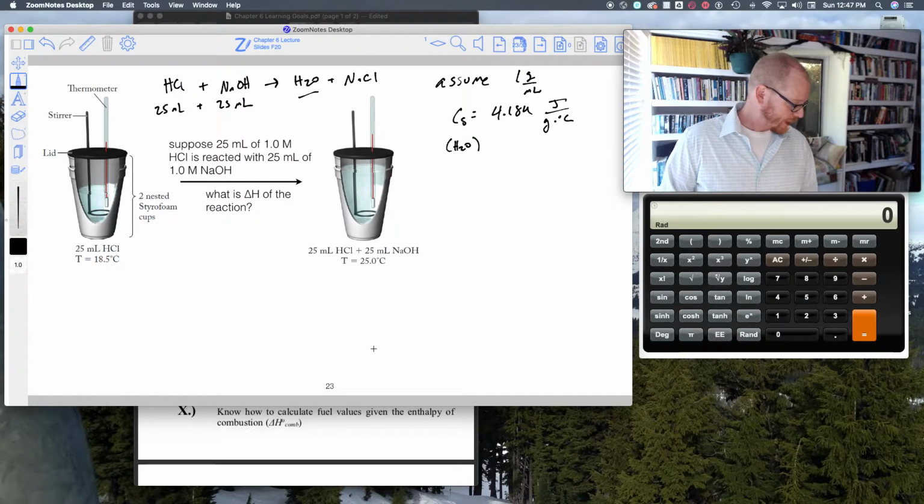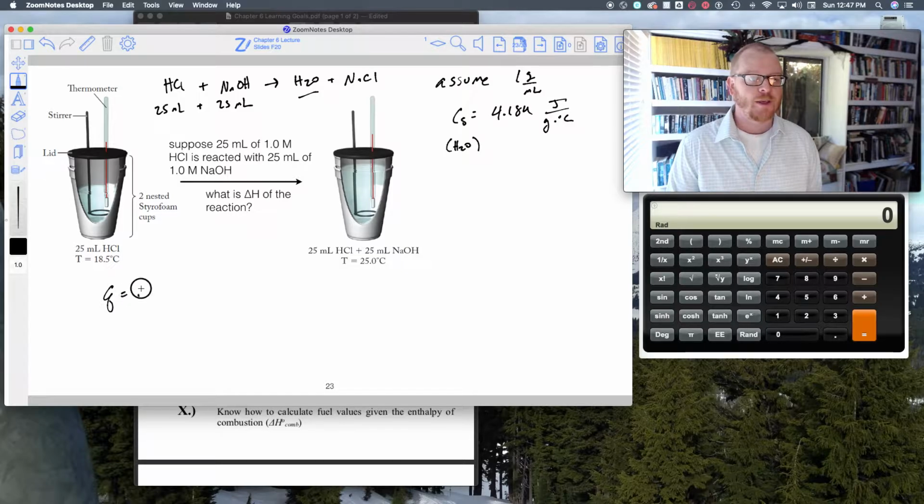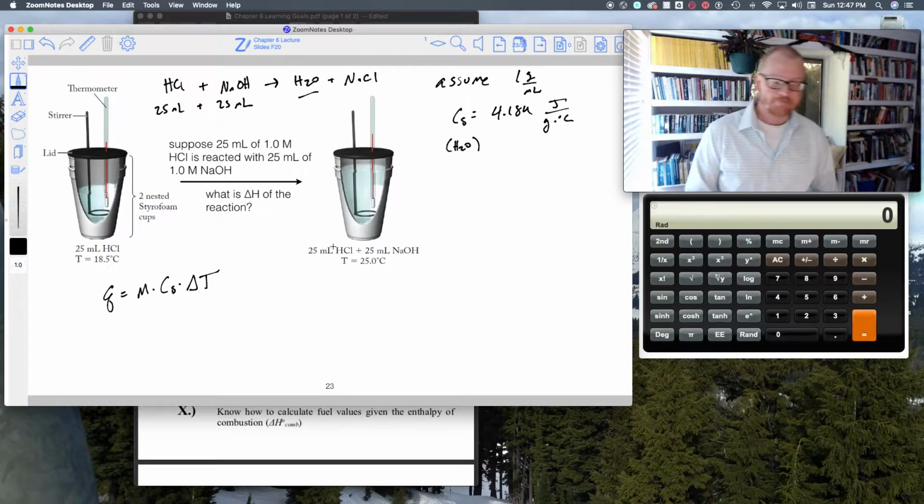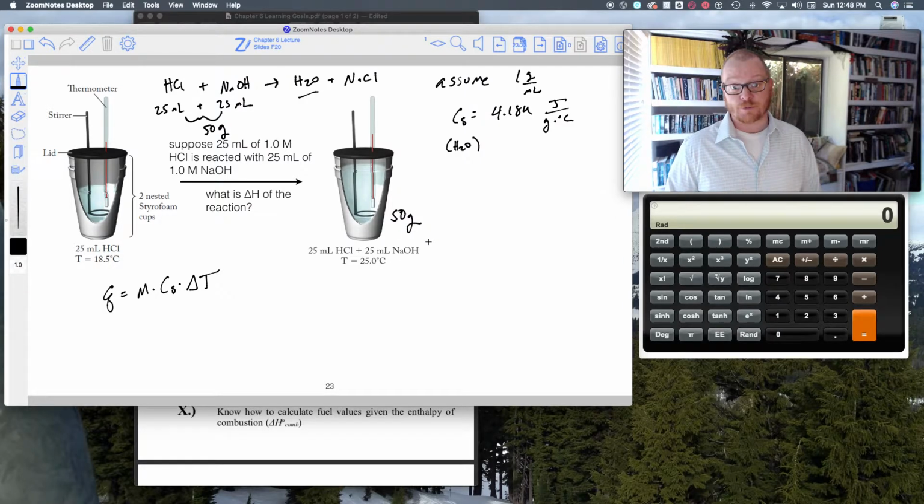What equation am I going to use? I'm going to use q equals m times Cs times delta T. Because I'm doing 25 mL plus 25 mL, and I'm assuming it's 1 gram per milliliter, this means my reaction mixture is going to be 50 grams. So 50 grams for this reaction mixture. And so very quickly I can plug and chug away.